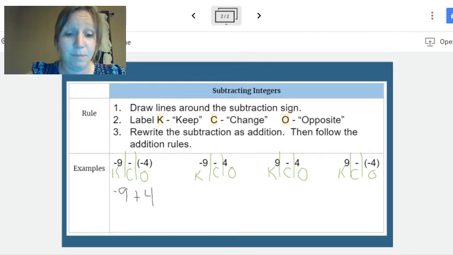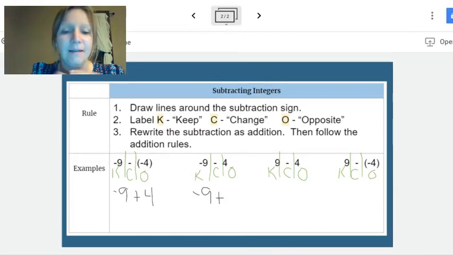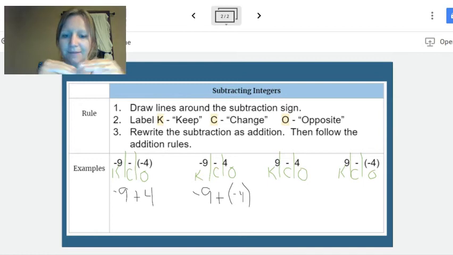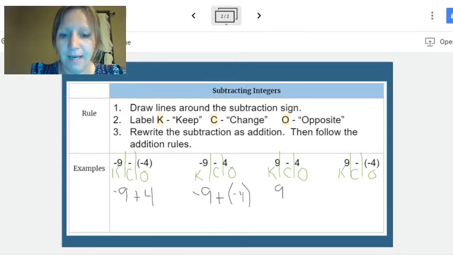The next one, I'm going to keep the negative 9. I'm going to change the sign to a plus sign. And then I'm going to take the opposite of 4. In this case, that's going to be negative 4. Now, whenever my second number is negative, I always like to put it in parentheses, just so that negative sign doesn't get confused within the problem. The next one, 9 minus 4, keep the first 9, change the minus to plus, and then we're going to take the opposite again of positive 4, which is going to give me a negative 4.